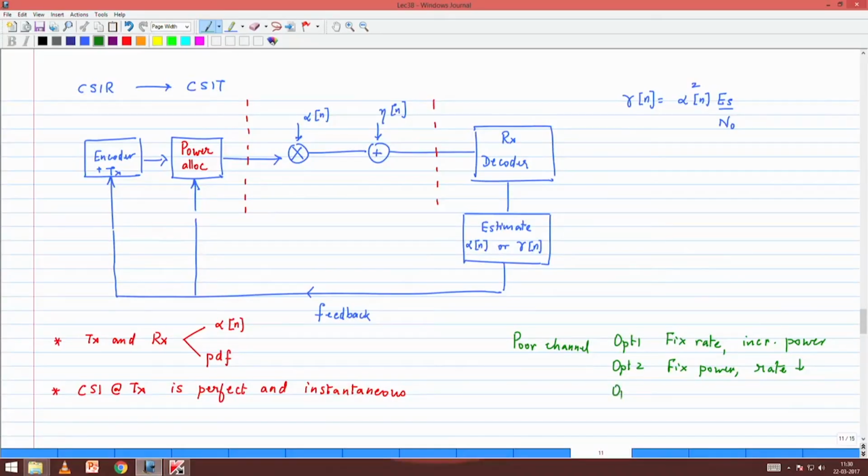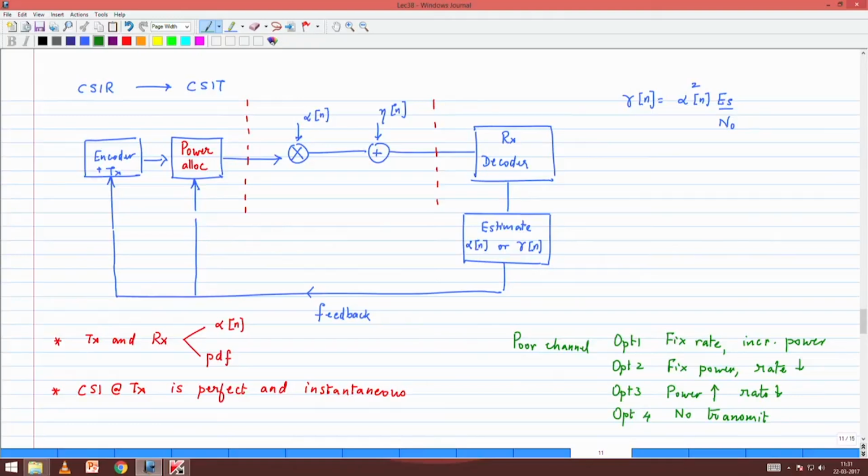Option 3, I can increase the power and reduce the rate. I can do these 3 options. Of course, there is an option 4 where I can choose not to transmit. So 4 possible options are present.